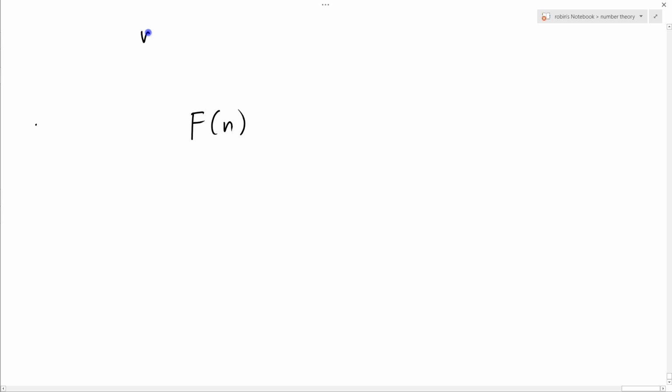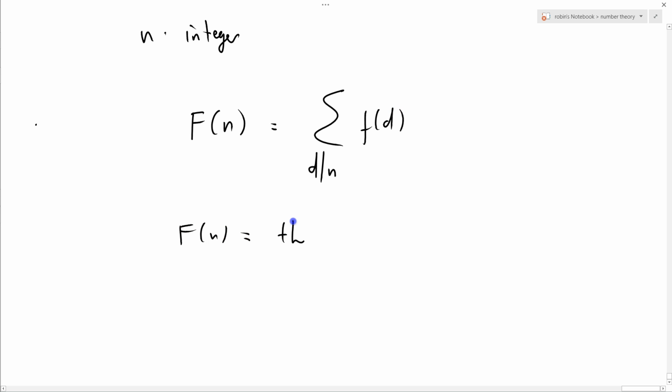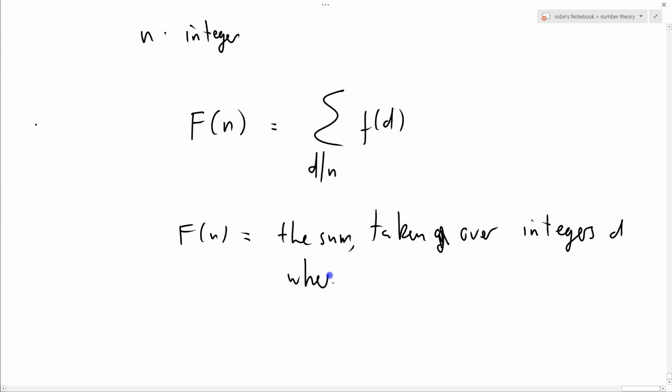F of n, where n is some integer, and capital F is some function, equals, I'll just write it out, sigma d divides n f of d. So we say that F of n equals the sum taken over integers d where d divides n of f of d.